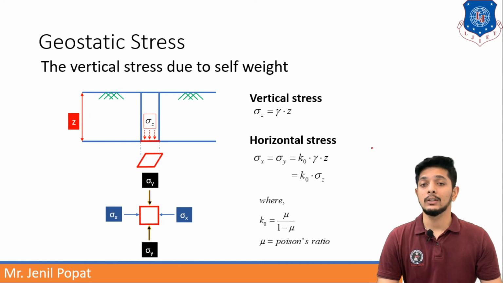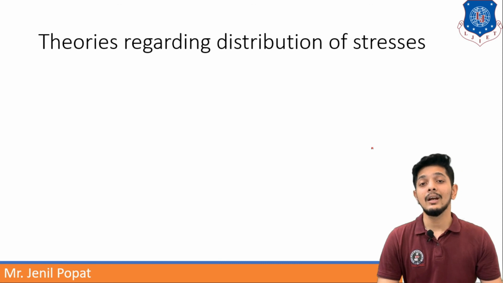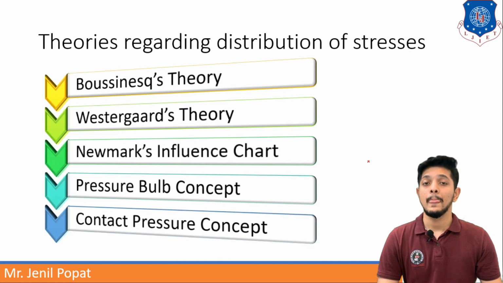Let us move further from geostatic stresses to the theories regarding stress distribution. In the stress distribution topic, there are mainly these theories which are very fundamental for this chapter. First one is Boussinesq's theory. Second one is Westergaard's theory. Third one is Newmark's influence chart. Fourth one is the pressure bulb concept. And fifth one is the contact pressure concept. Let us understand them one by one in this chapter.